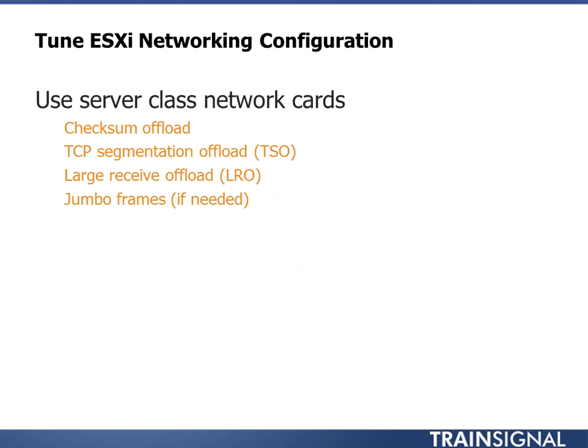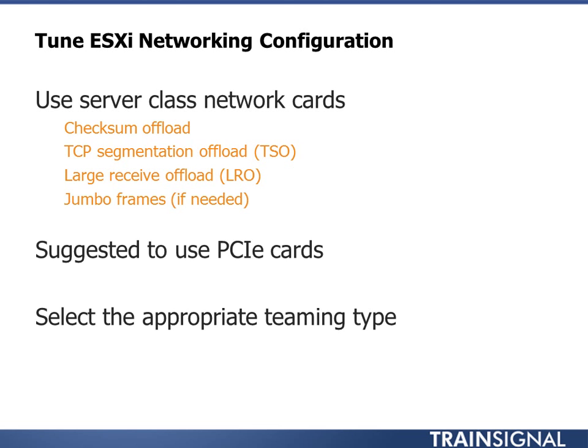Network configurations, fairly simple, tuning that. Use server class NICs, checksum offload, TCP segmentation offload, large receive offload, and jumbo frames if you need them. So cheaper NICs support fewer things and require the CPU to be involved more often. So get better NICs and you'll get better performance. Suggest use PCIe cards and select the appropriate teaming type, which we hit in depth in the physical connectivity lesson.